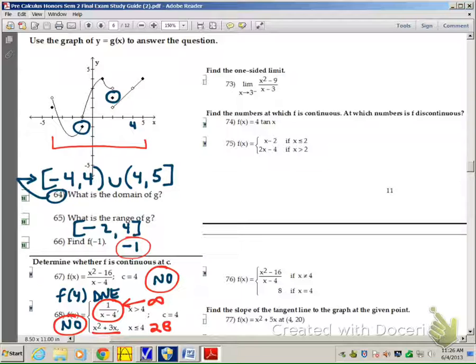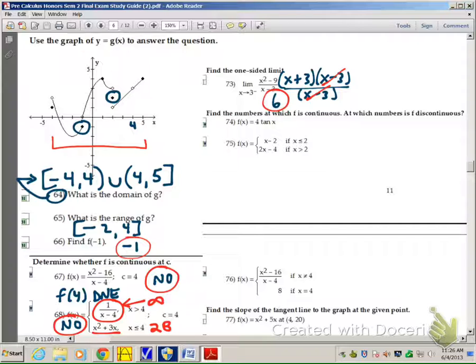Now I'm going to jump up here to number 73 because it's on my screen. The one-sided limit. So when x is approaching 3 from the right, we still replace x with 3, and we get 0 over 0. So we're just going to go ahead and factor the numerator, and the denominator cancels with that factor in the numerator, and so we just get 3 plus 3, which is 6.